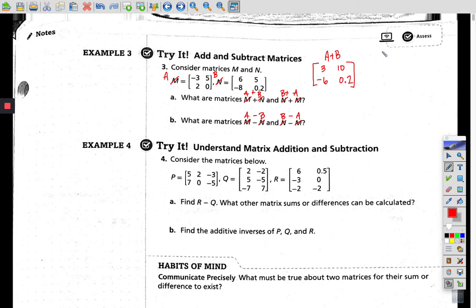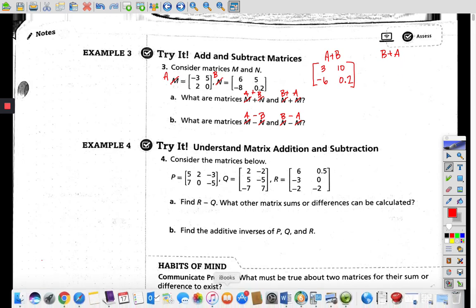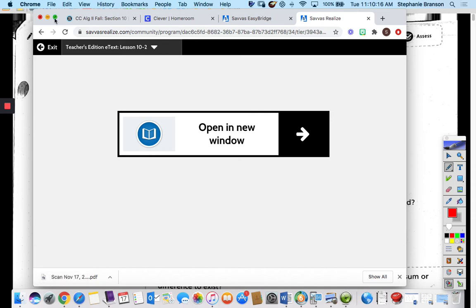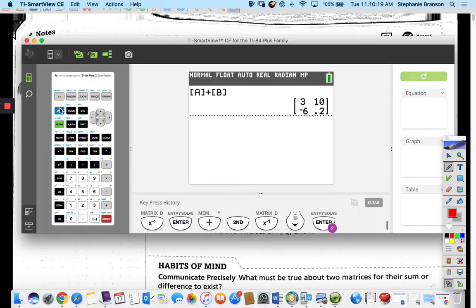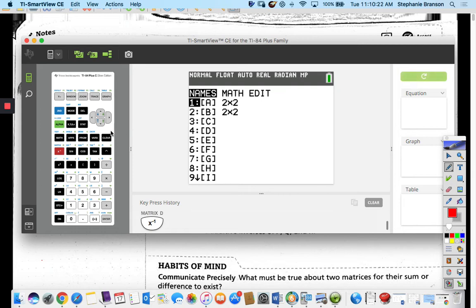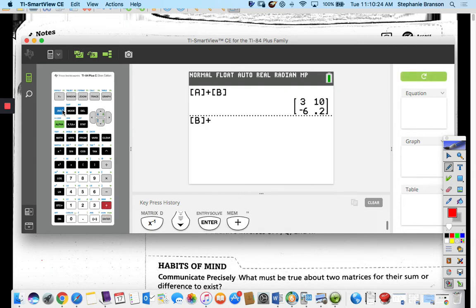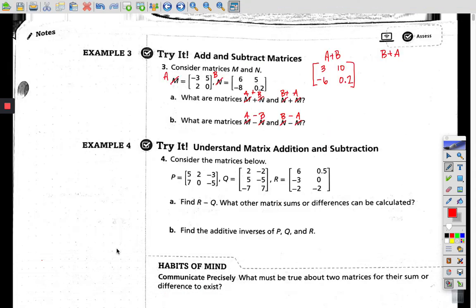Next thing they ask us to do, and now once we have all this in, we don't have to go back and hit edit anymore. Now they want us to add together B plus A. So we go back to our calculator, and again we just hit second matrix, and this time I'm doing B plus A. The same steps we just followed to get A plus B. And you hit enter, and you should get the same thing. So again, we got 3, 10, negative 6, and 0.2.